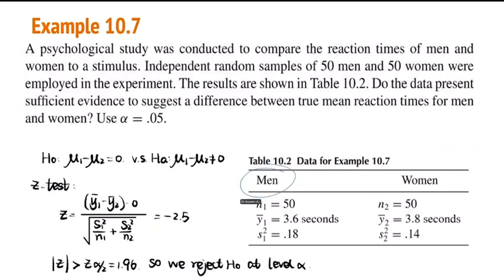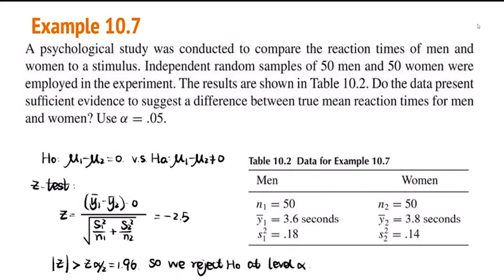We have men and women. A psychological study was conducted to compare the reaction times of men and women to a stimulus. Independent random samples of 50 men and 50 women were employed in the experiment. The results are shown in the table, as you can see. The research question is: do the data present sufficient evidence to suggest a difference between the true mean reaction times of men and women? They wanted to use alpha equal to 0.05.